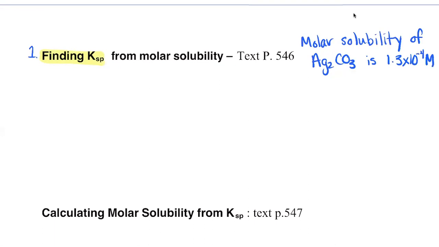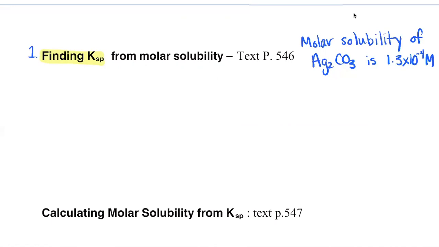Okay, and remember that these are slightly soluble salts, which means all of their molar solubilities are going to be really small numbers. If you ever get a molar solubility or a K value that's really big, then you've done something wrong. You've made some kind of error, okay? Your molar solubility should always be really small numbers for these types of questions because we're only looking at things that only dissolve a small amount. Okay, so we're going to be finding the KSP.